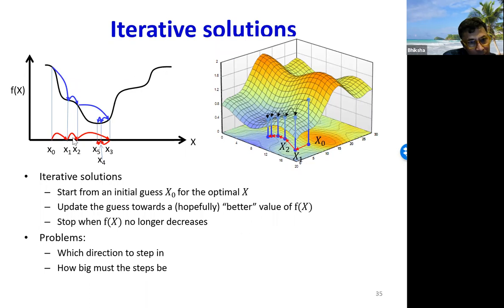And if that's not the minimum, we update it again. And we keep doing it until we find a point where we have some reason to believe we are at a minimum, that the function no longer decreases. Now, this is the same for both univariate and multivariate cases. There are a couple of things to resolve here first. If this is not a minimum, which direction do I step in? And how large must this step be?